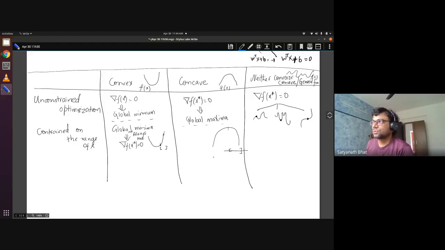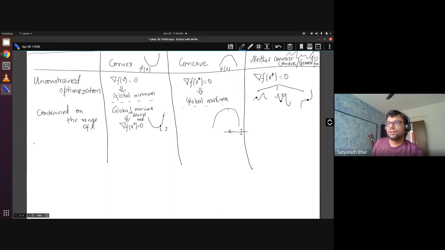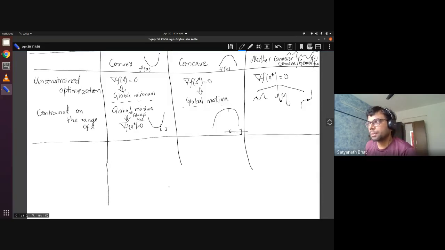I'm just recapping this so that you also understand what happens when the KKT condition comes in. Now let us look at constrained optimization.